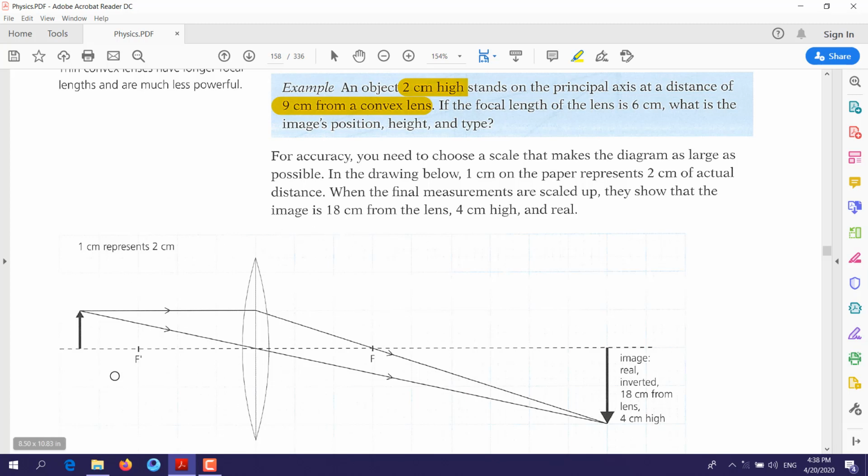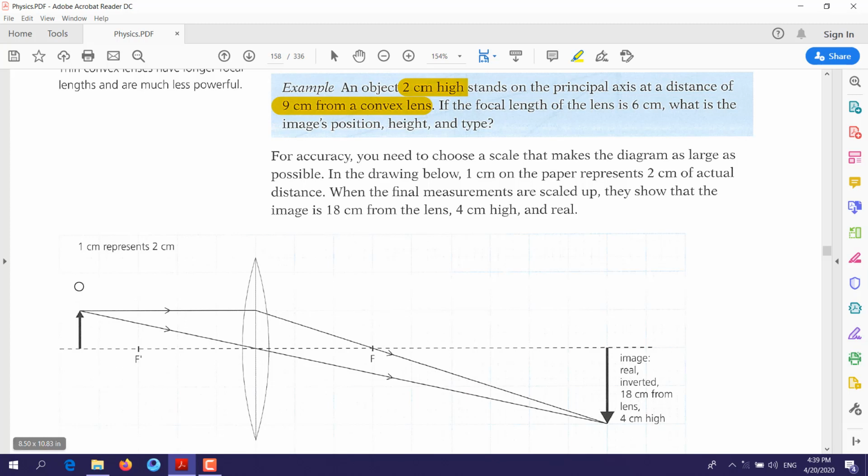Now we will start drawing. The steps are: firstly, draw a lens. Then draw the principal axis, these dots, a straight line. Then after that, you need the features of the object that they gave us. The object is 2 centimeter high and it's 9 centimeter from the convex lens.